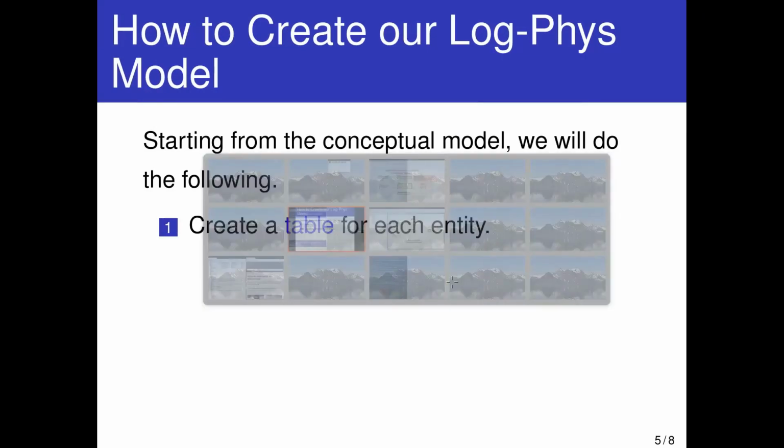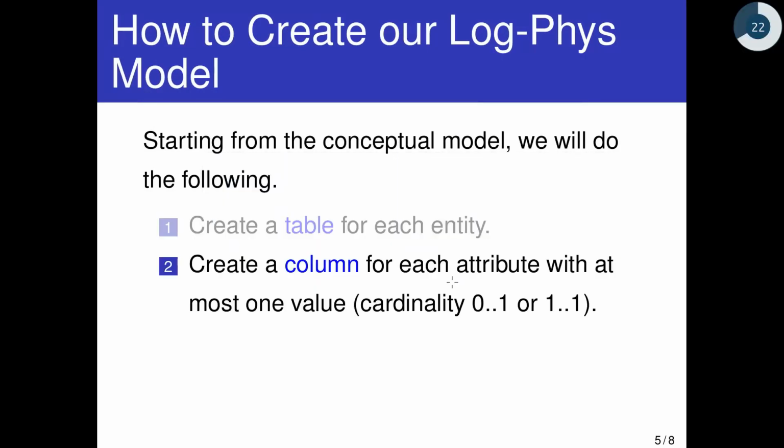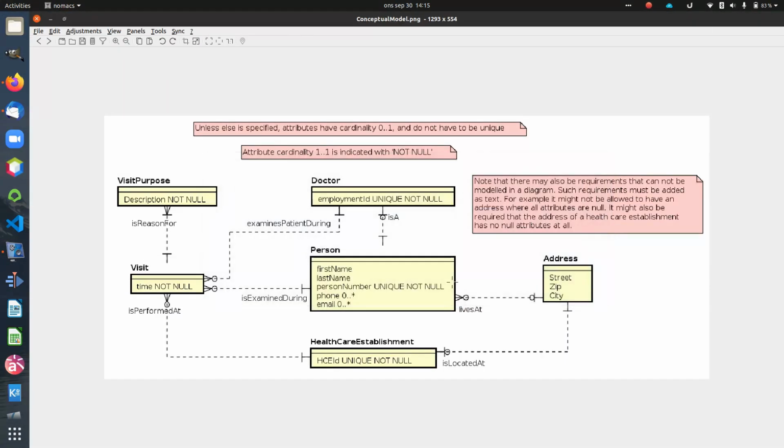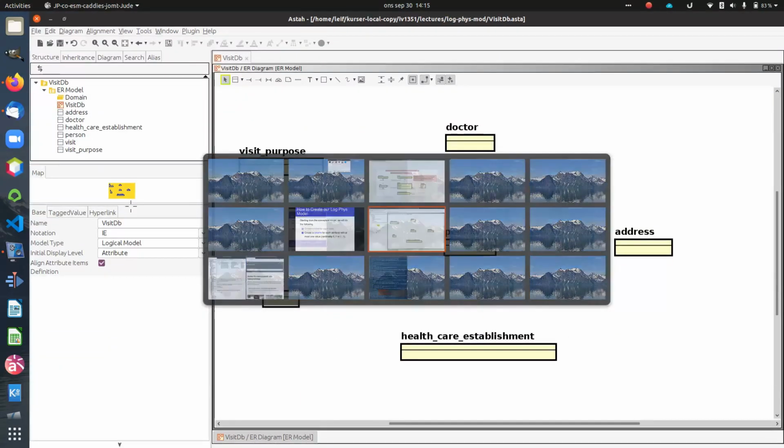Okay, but let's move on to the next step, which is to create a column for each attribute with at most one value. That is, attributes that have cardinality 0 to 1 or 1 to 1. So that is also maybe not extremely difficult. We can see, for example, that in the visit purpose table, there is one attribute called description. So we should create that attribute in the model.